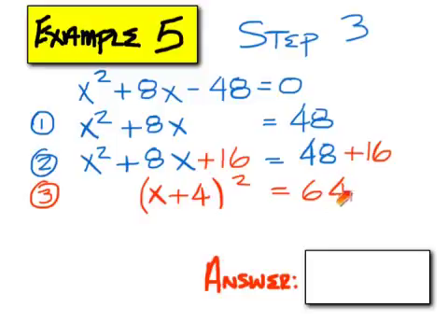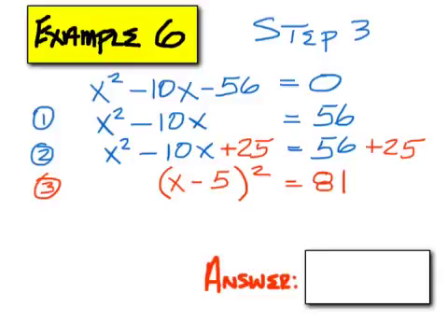If you square this quantity, it takes you right back to this. Over here, all you do is add. 48 plus 16 is 64. Again, on this side, you need a set of parentheses, squared. You write your x, the sign that was in the middle, and half of the middle term.